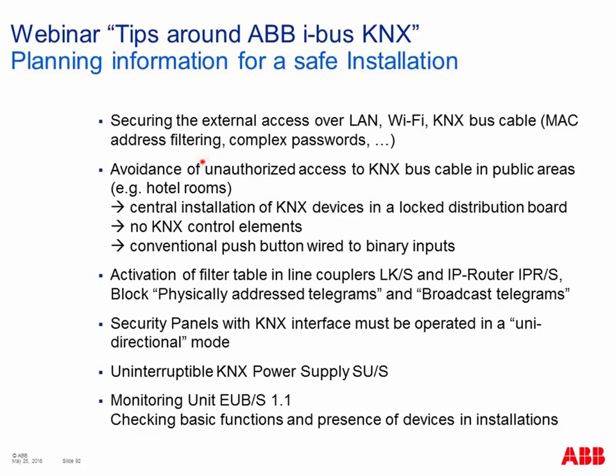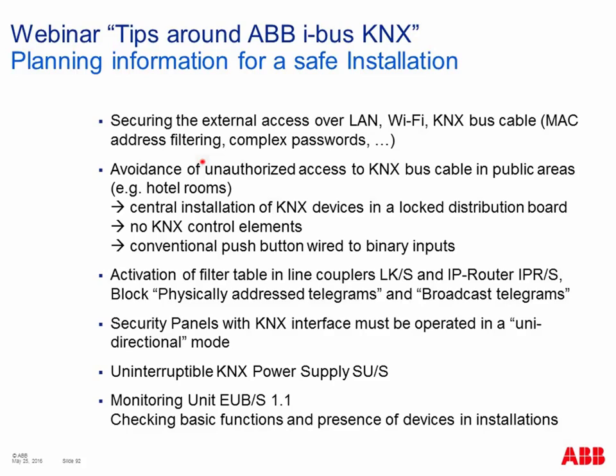And in public areas, also try to avoid that unauthorized people have access to the KNX bus cable, like in a hotel room. In some hotels you can see the distribution board behind a picture on the wall, for example, or behind the entrance door. You can open it and you see the circuit breakers, you can see the KNX devices. In this case, this distribution board should be locked by a key so that no hotel guest has access to the KNX devices in the distribution board.